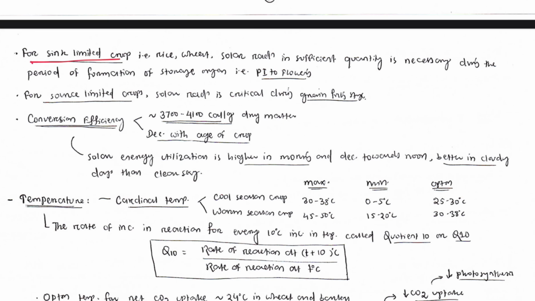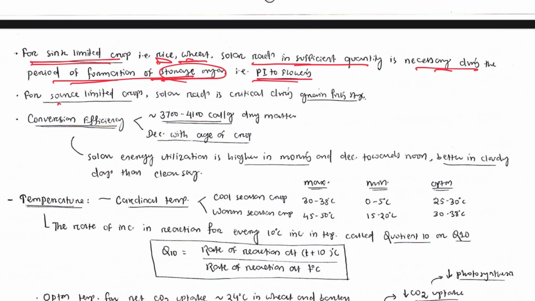Crops like rice, wheat, and most of the cereals are sink limited. Solar radiation in sufficient quantity is necessary during the period of formation of the storage organ. That means from PI to flowering, that is panicle initiation to flowering, a high solar radiation intensity is required. If there is cloudy condition during that period, then there will be shriveled grains, or the sink cannot be produced properly.